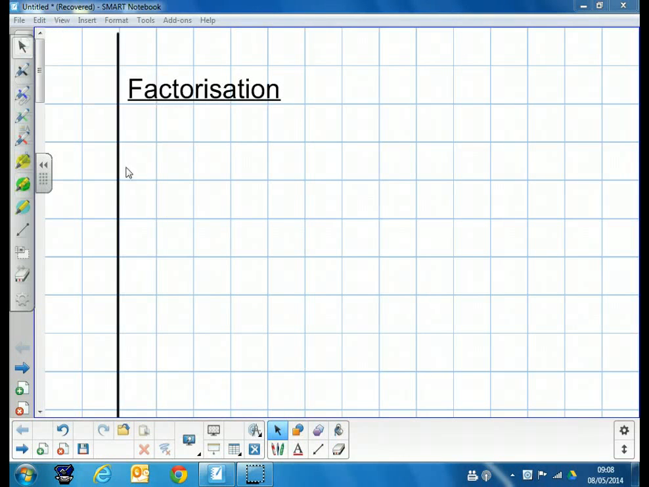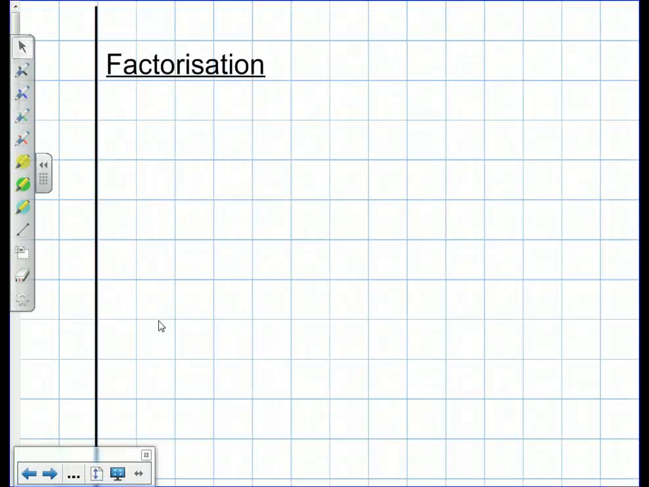Hello there. In this video we're going to look at factorisation. Now, I'm assuming that you can do factorisation such as this, where you have a quadratic. Now, quadratic is any expression where you have x squared. Now, just a reminder how we factorise those.